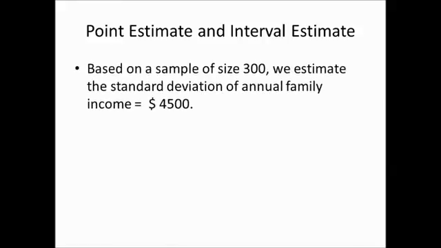Based on a sample size of 300, we estimate the standard deviation of annual family income as 4,500. So we collect 300 data points, each represents a family income, and the standard deviation of that data set comes out to be $4,500.